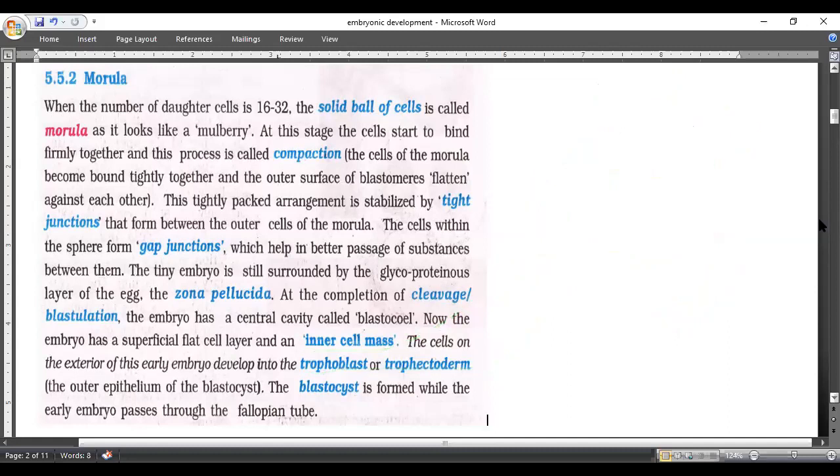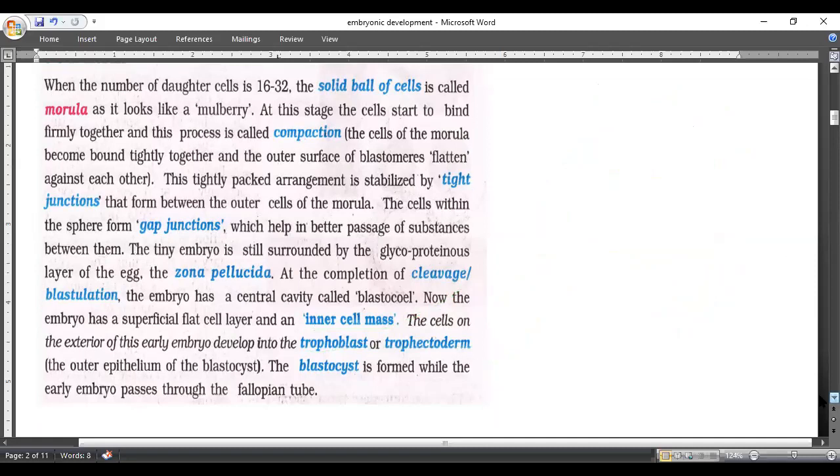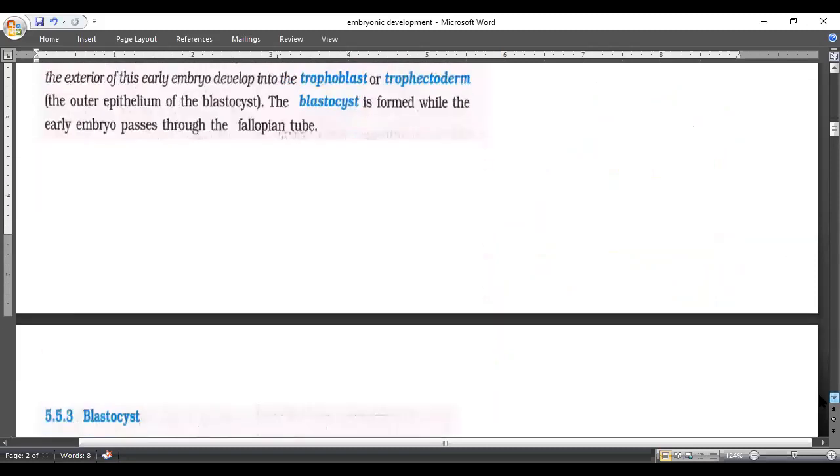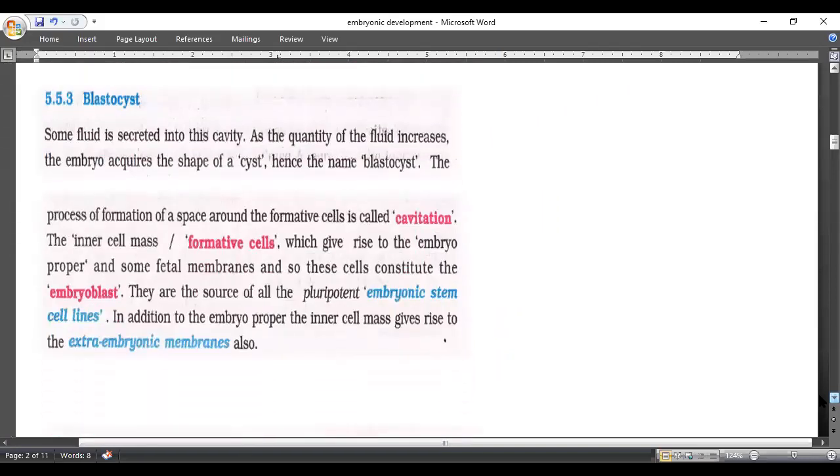Let's continue. So this is all about the morula and how the morula turns into the blastocyst. Now let me show you once that particular procedure that we learned in the fallopian tube. This is the fallopian tube and now we are moving to the uterus.